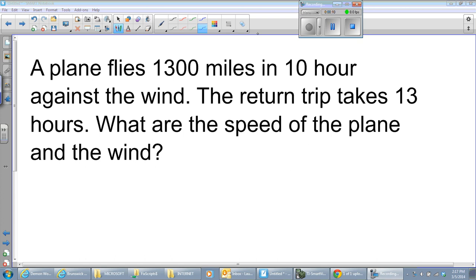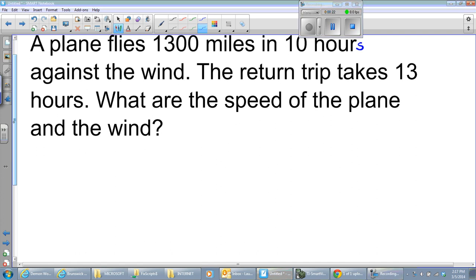So, first of all, we have a plane flying 1,300 miles in 10 hours. Missing an S there. Against the wind. The return trip takes 13 hours. What are the speed of the plane and the wind? Well, first of all, I want to know the speed of the plane. That's P. I don't know.